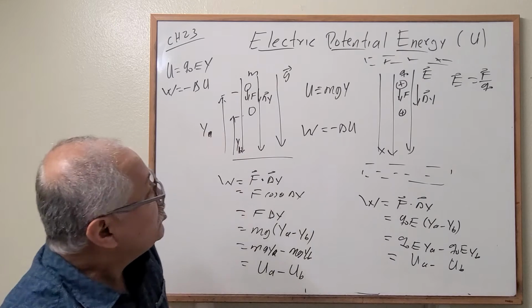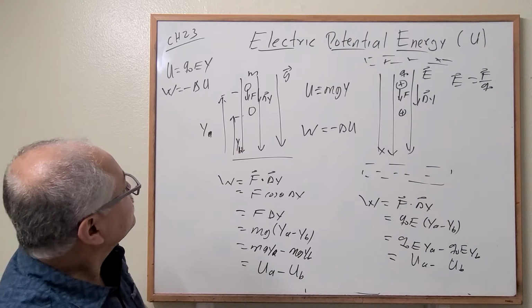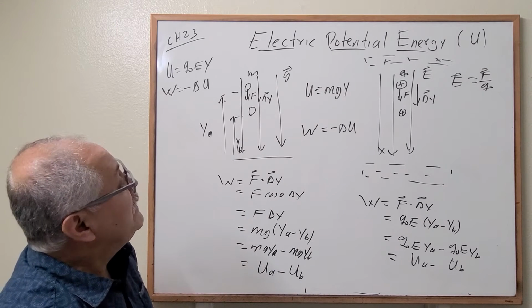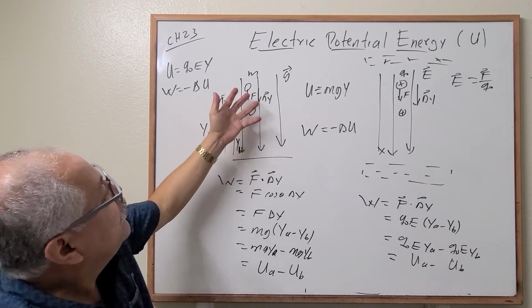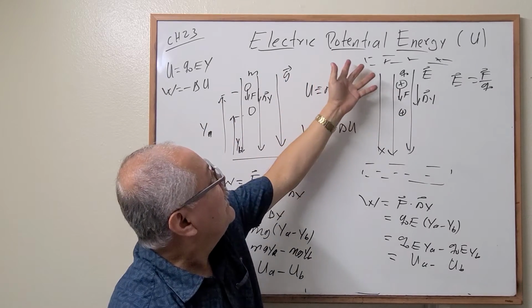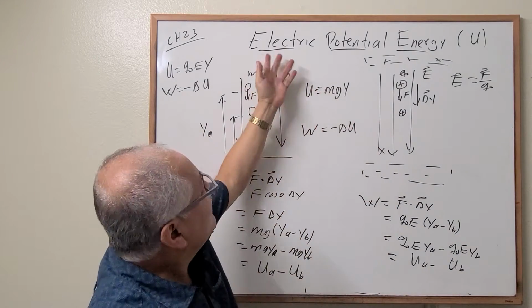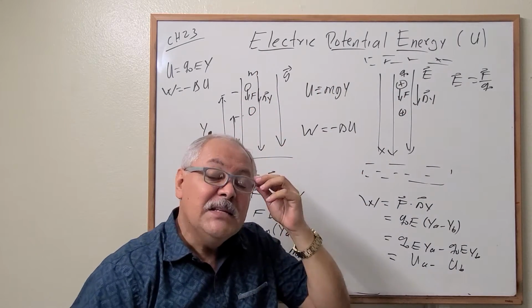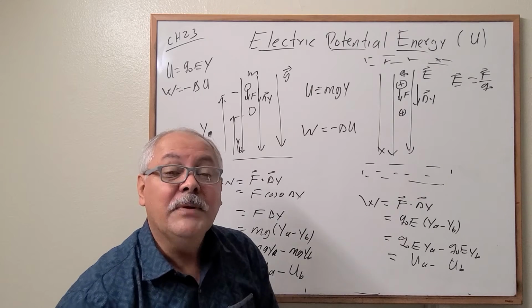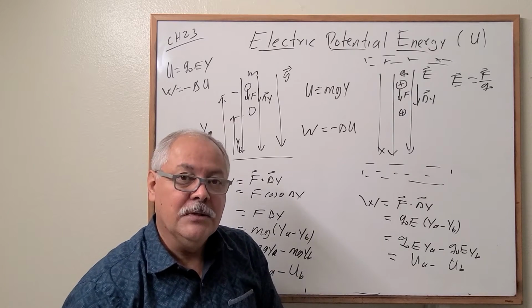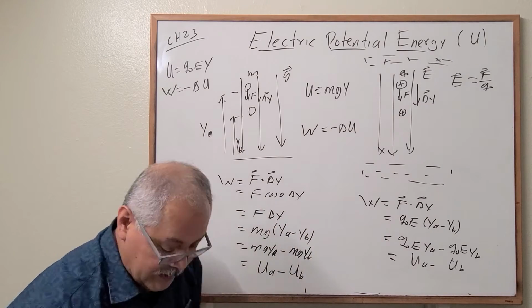Okay. Also, look, the work done by gravity, or the work done by the electric field, doesn't depend on the path. It depends only on the initial and final position. Let's show this part right here.